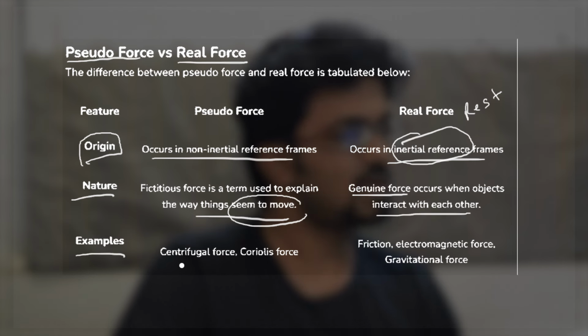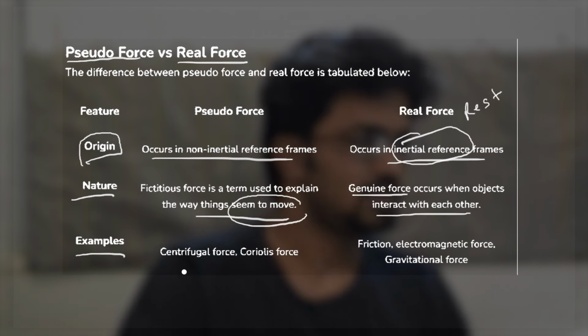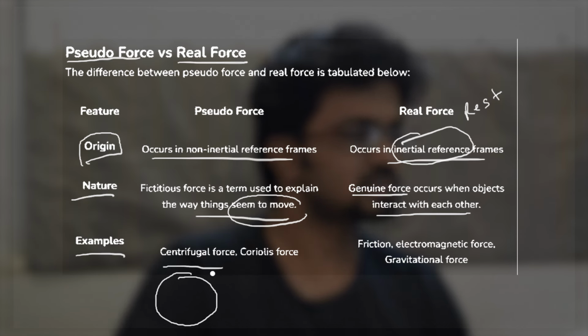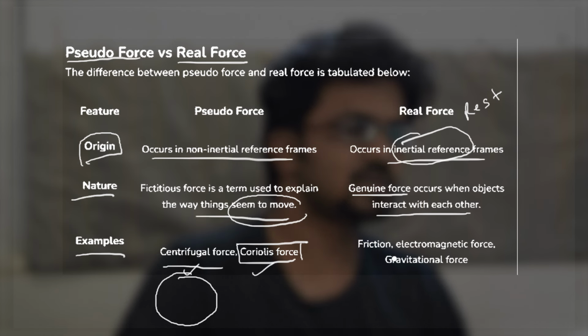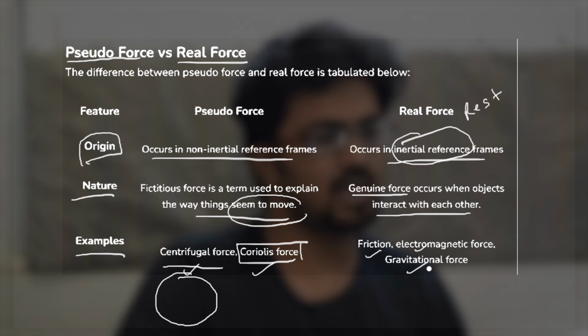Examples of pseudo force we can take are the centrifugal force, which occurs as a result of circular motion, and the Coriolis force that you can often see in the Earth's rotation, which is also a pseudo force. These forces are very important to understand the overall concept. However, for real forces, we can say friction, electromagnetic and gravitational forces all exist because their original cause is there and they are produced by a real cause.